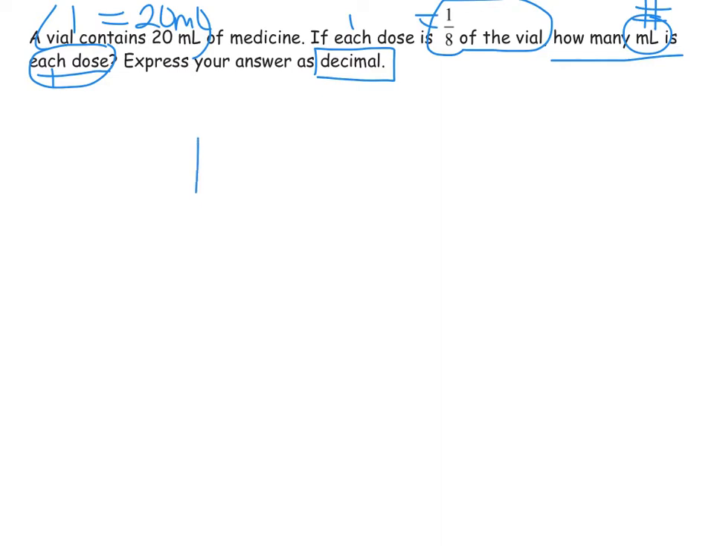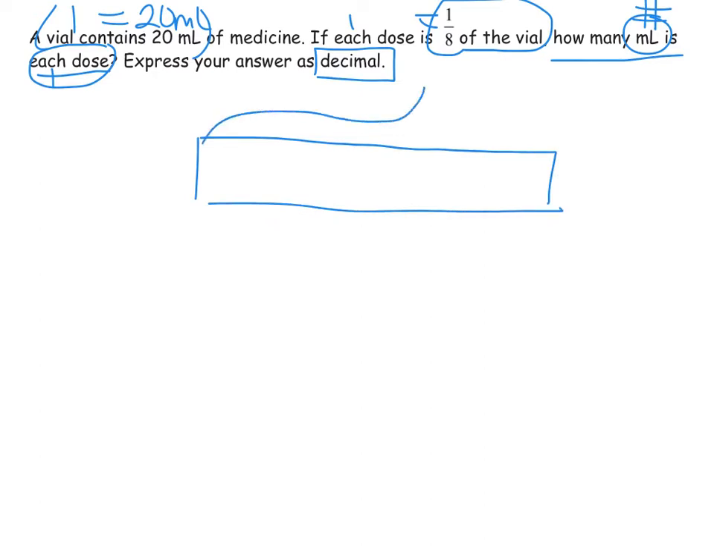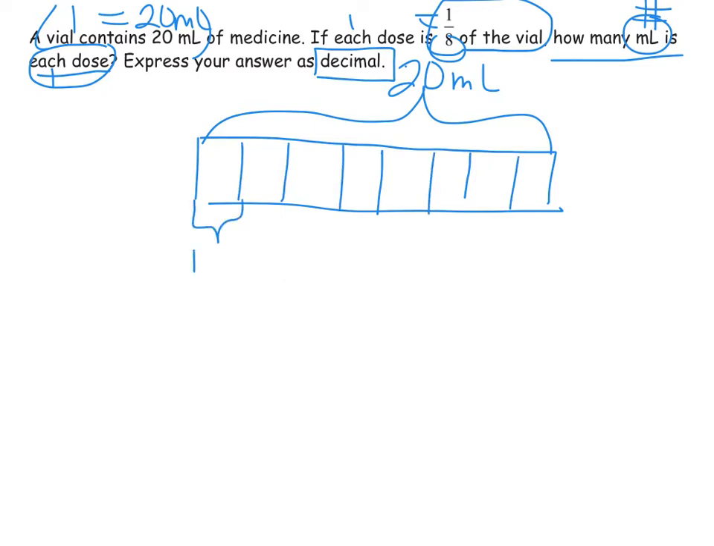So if I draw this as a tape diagram, I know that my total is 20 milliliters. I know that I have 8 parts because of that 8 in the denominator, and each dose is 1/8. So here's my one dose, equal to who knows how many milliliters.